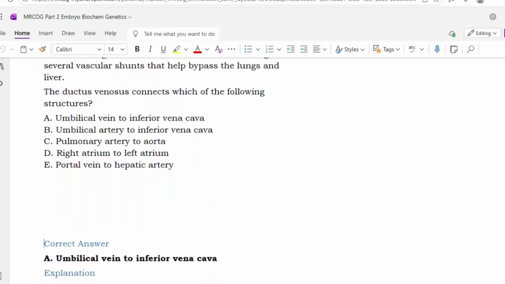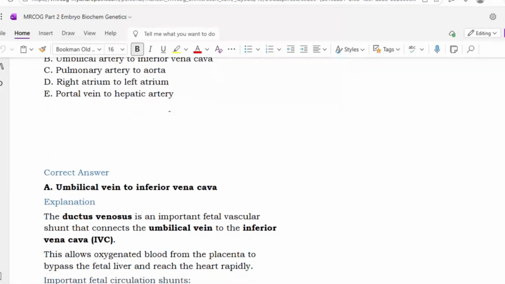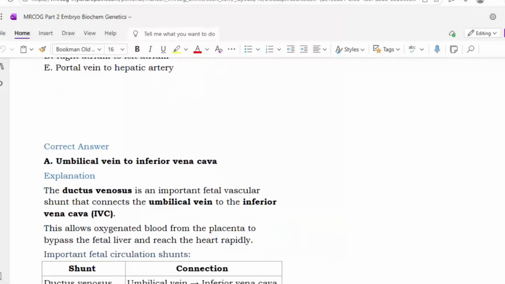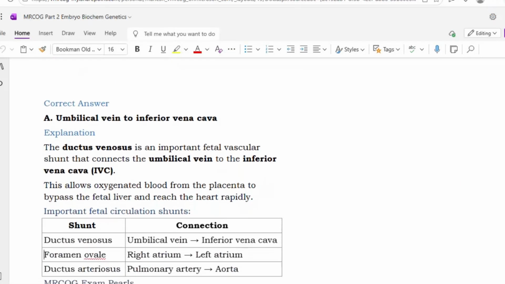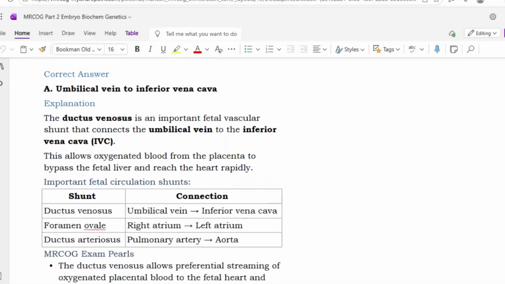Correct. The ductus venosus is an important fetal vascular shunt that connects the umbilical vein to the inferior vena cava. This allows oxygenated blood from the placenta to bypass the fetal liver and reach the heart rapidly. We have taken these shunts in detail, so please go through our lecture on fetal circulation. The ductus venosus connects the umbilical vein to the IVC. The foramen ovale is between the right atrium and the left atrium. Then the ductus arteriosus is from the pulmonary artery to the aorta.